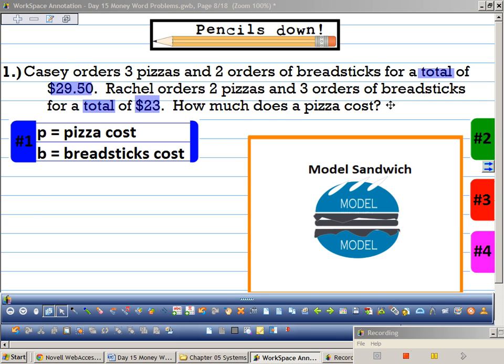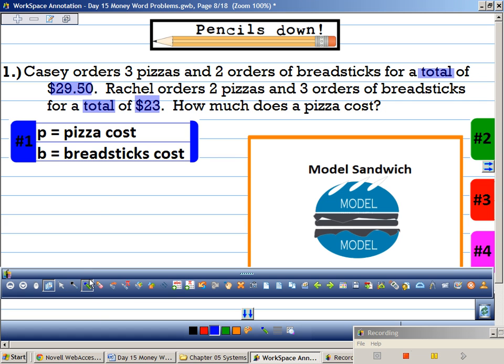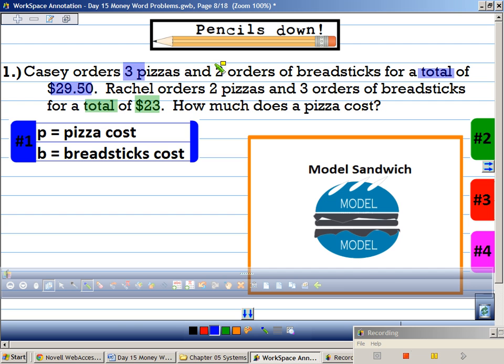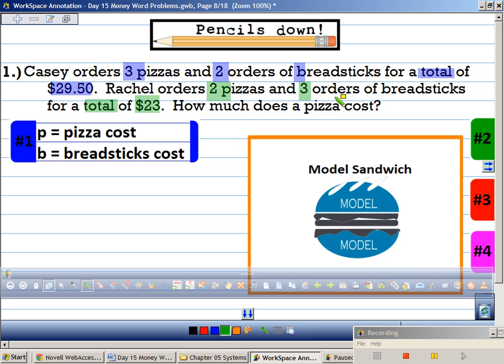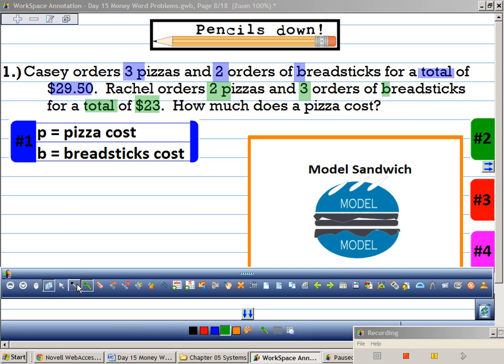All right. I'm going to go back and see if I can identify where all the P's and the B's are. I should have used a different color for this one. Make that one green. So let's go back to blue. Casey orders 3 pizzas and 2 orders of breadsticks. There's 3 P's and 2 B's. Now let's look at what else we have to go with. Rachel's order consists of 2 pizzas and 3 orders of breadsticks.